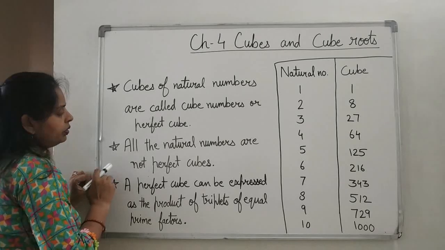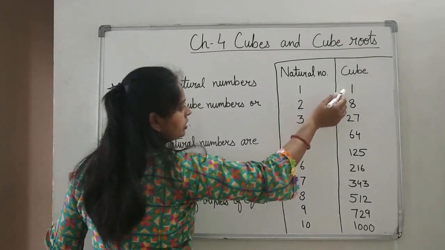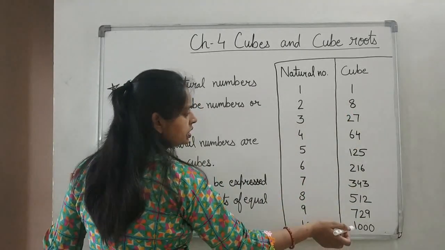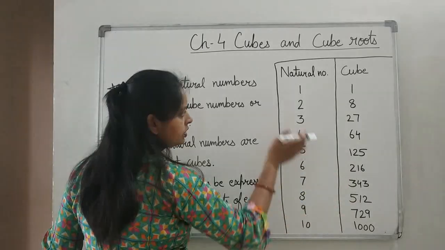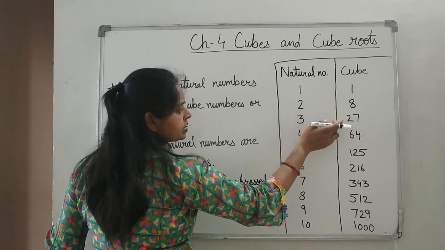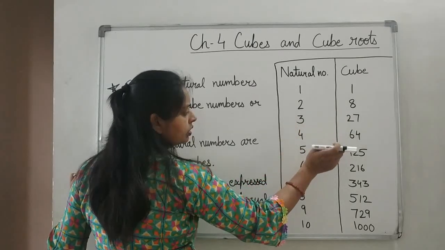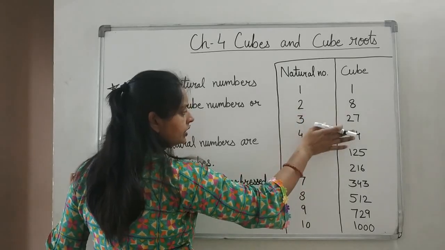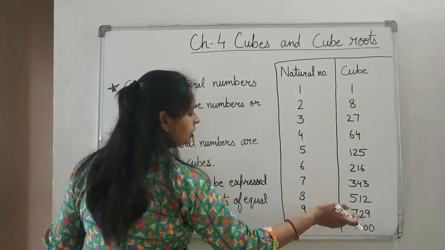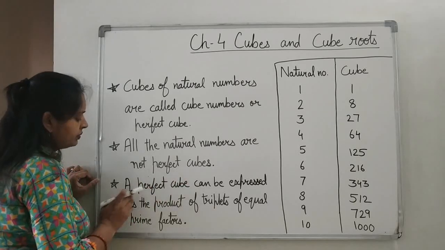See the second point. All natural numbers are not perfect cubes. You can see here a set of perfect cubes in this range. From 1 to 1000, these are the only perfect cubes, because we have taken consecutive natural numbers. So many numbers are not inside this. Like you can see 25 is not there, 63 is not there, 120 is not there. Those numbers which are not present in this row are not perfect cubes. Hence all natural numbers are not perfect cubes.